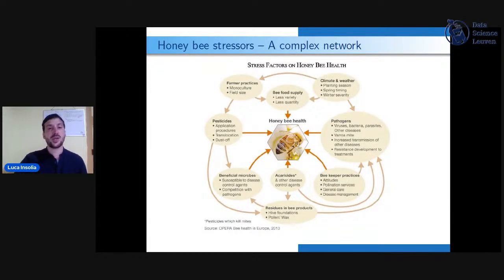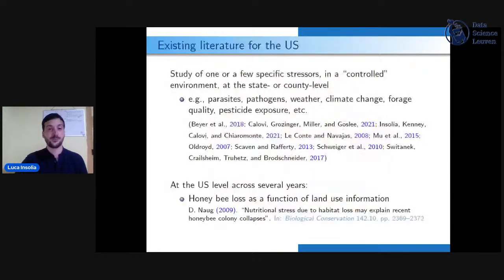Honeybee colony loss is a difficult phenomenon to study because the stressors which influence honeybee health and behavior are a truly complex network. For instance, pesticides, pathogens, or beekeeping practices directly affect honeybees, while indirect factors include climate and weather events, farming practices, and so on. From this image, we can guess how difficult it is to disentangle the main drivers of honeybee colony loss.